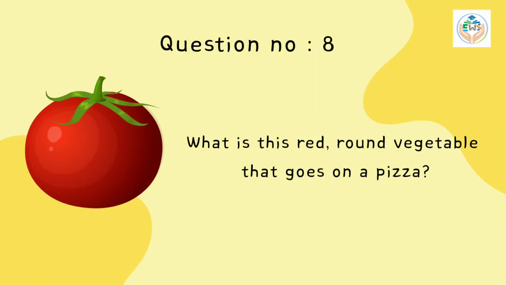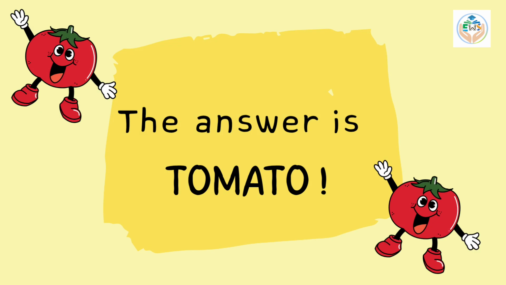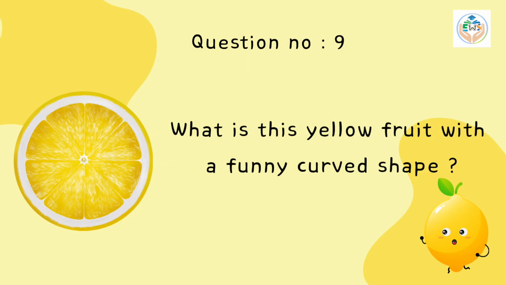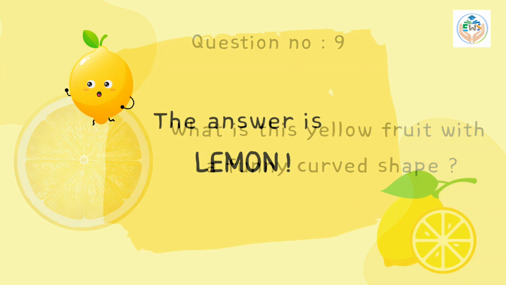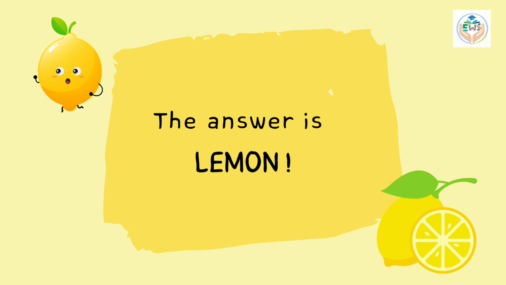Question number 8. What is this red, round vegetable that goes on a pizza? The answer is tomato. Question number 9. What is this yellow fruit with a funny curved shape? The answer is lemon.